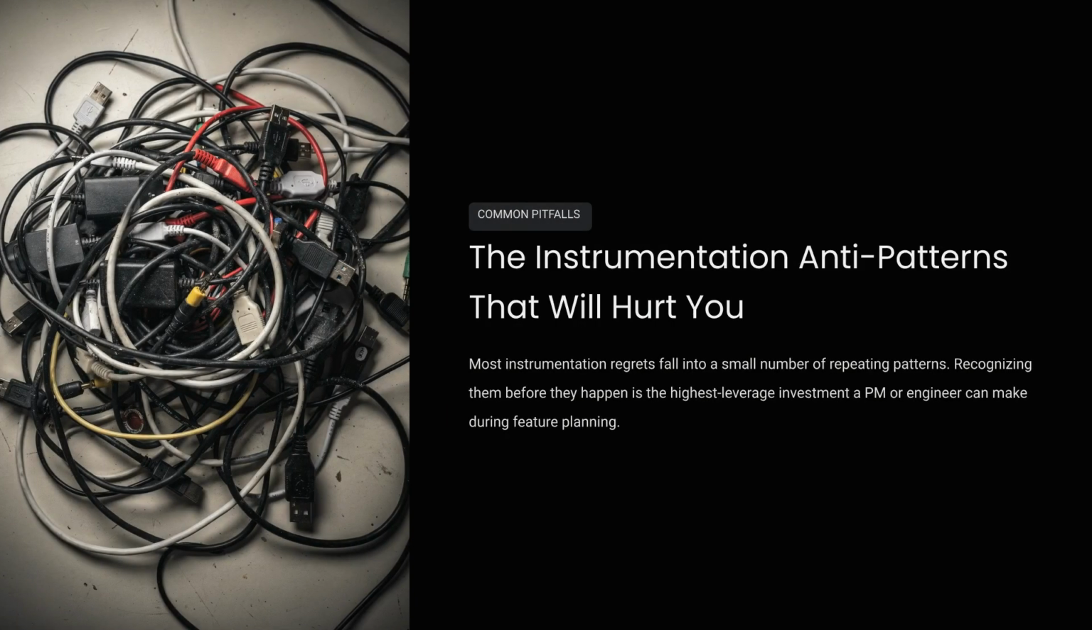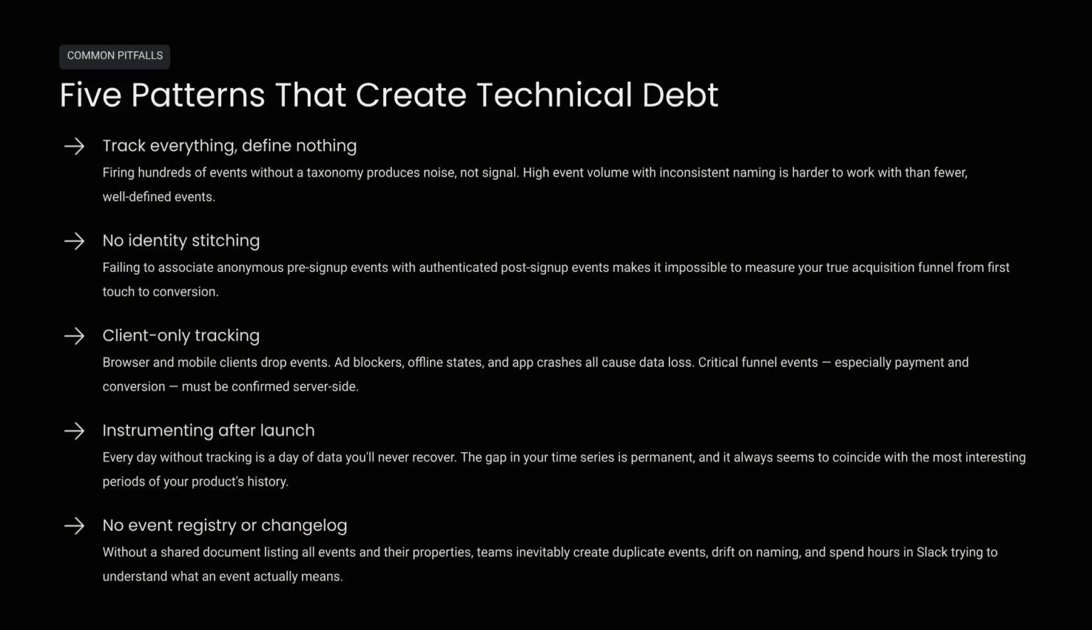Recognizing instrumentation anti-patterns is a high-leverage investment. Avoiding these common mistakes during feature planning will save significant effort and prevent future data issues. Avoid these 5 pitfalls: tracking everything without definition, failing to stitch user identity, relying solely on client-side tracking, instrumenting after product launch, and having no event registry or changelog.